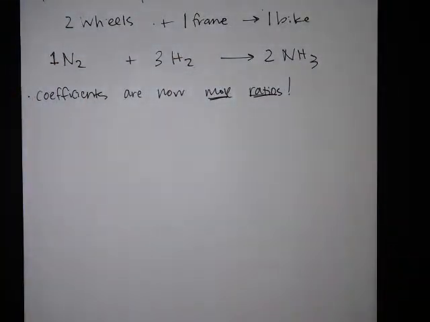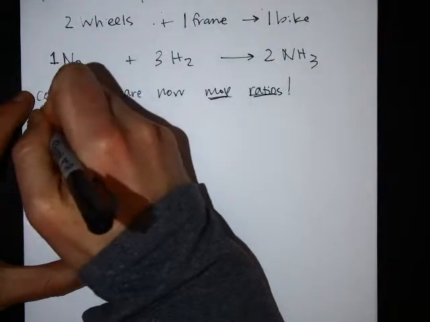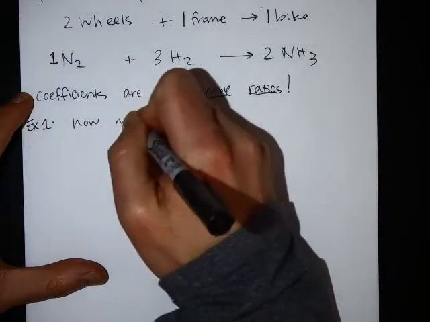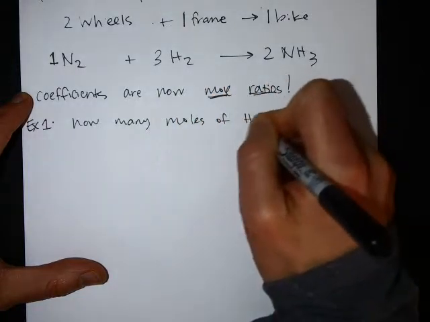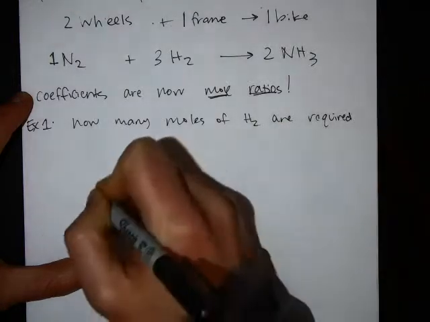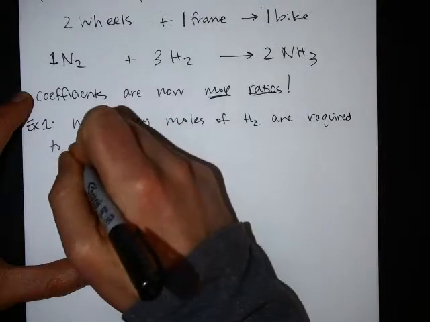Mole ratios. That's the key for all the stoichiometry problems you're going to see today. And here's the most simple kind of problem you would see in example 1. How many moles of H2 are required to react with 4 moles of N2?